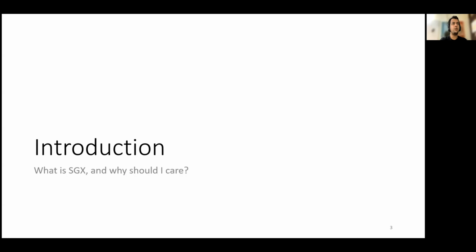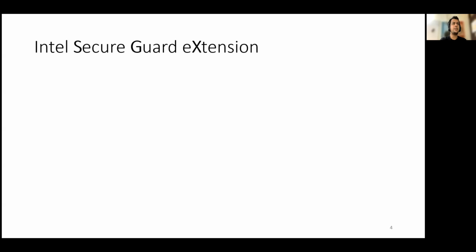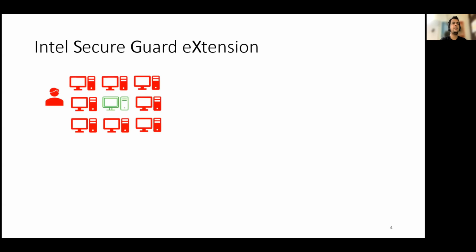Let us get started with the introduction. What is Intel Secure Guard Extension, or SGX? Intel SGX is a trusted execution environment offering from Intel. Its main objective is to securely execute an application on a remote untrusted system. By security, we mean that the confidentiality and integrity of the code and the data are maintained. The security is guaranteed even in the presence of a malicious user with root level access. SGX also guarantees the security even if the operating system or the hypervisor is compromised.